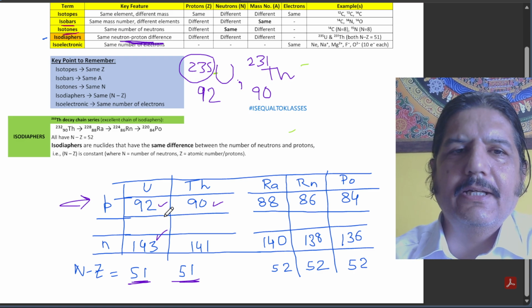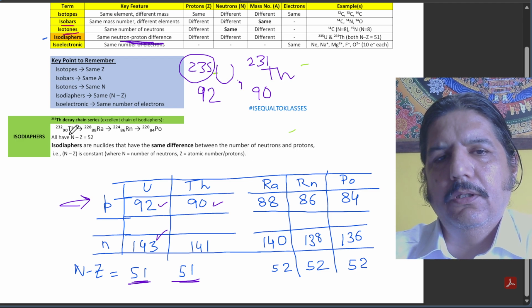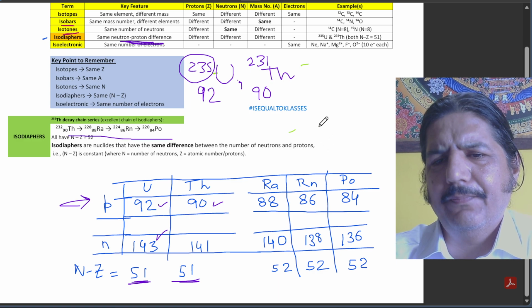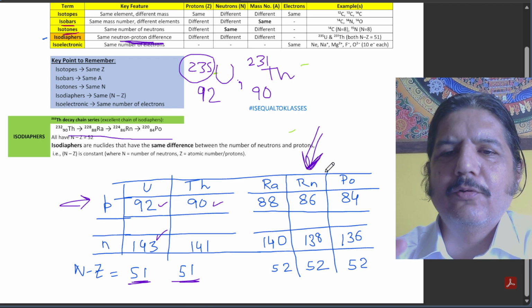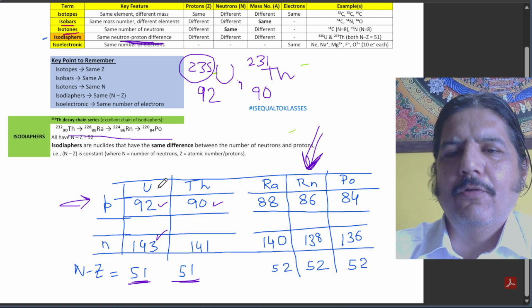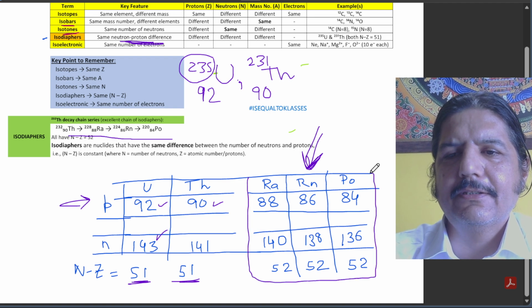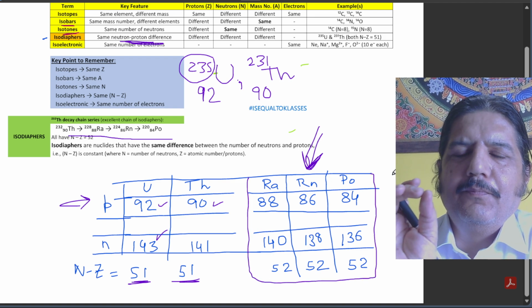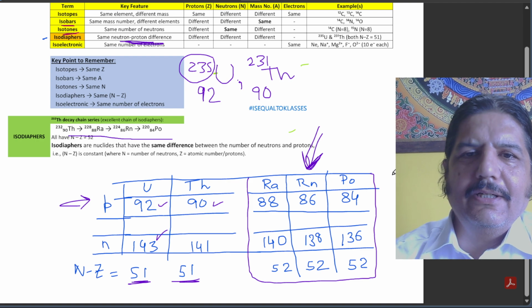If you want another example, this is another example that I have taken. If you want to refer to the calculation, you can refer to it here. I don't want to go into the detail or make this needlessly complicated. But people who are interested can look at this calculation, and they will find that in this case the n minus z difference is 52.